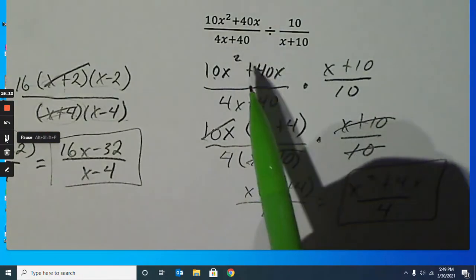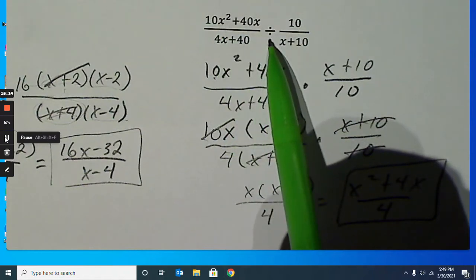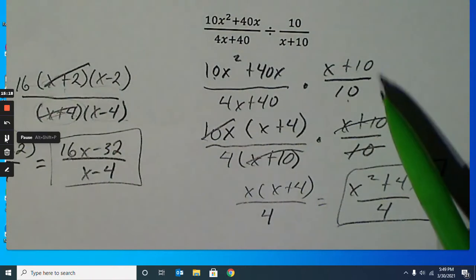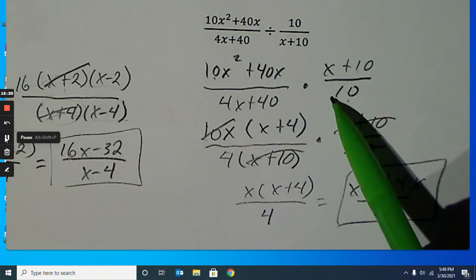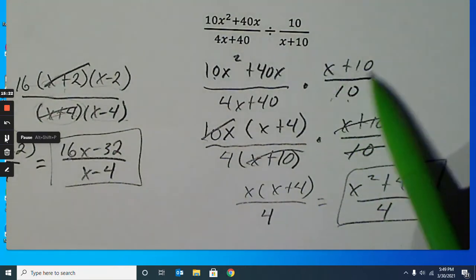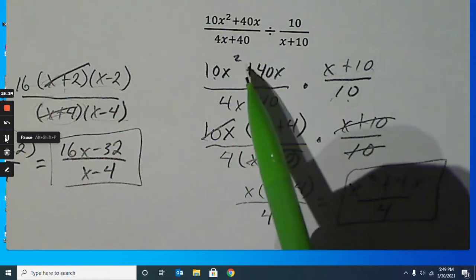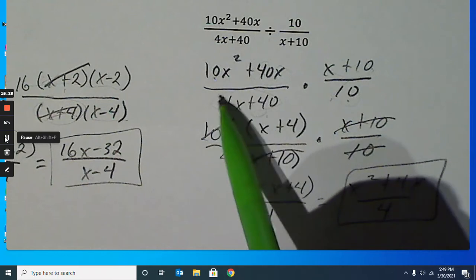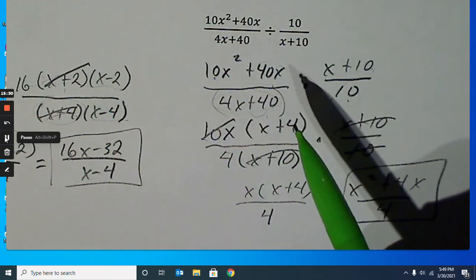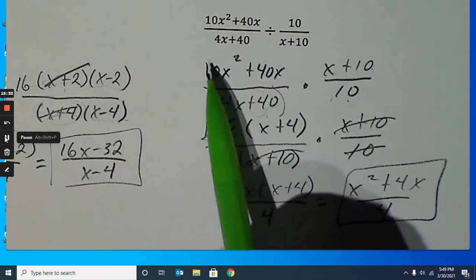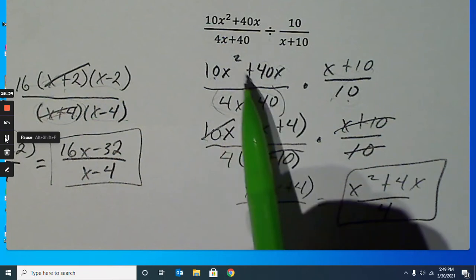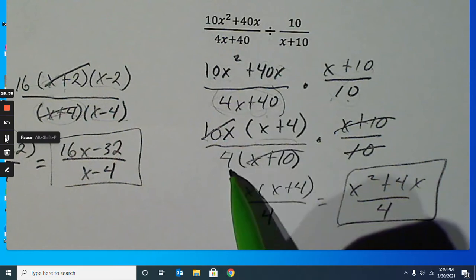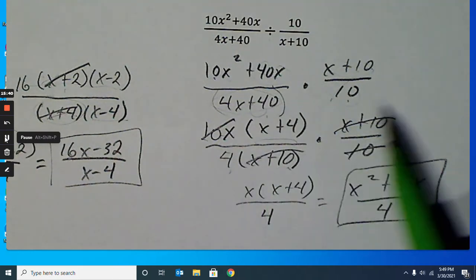Again, this is a lot of GCFs on this one. First thing I did was flip my reciprocal down to where it's x plus 10 over 10 instead. And the other thing I'm going to tell you is you cannot reduce these out because this is a factor term. This is just a constant. You cannot reduce these out because this is a 40x and a 40, and we're still adding. You treat this as one item. The GCF on top is 10x, and that leaves me with x plus 4 on top. The GCF on the bottom is 4. That leaves me with x plus 10 on the bottom.